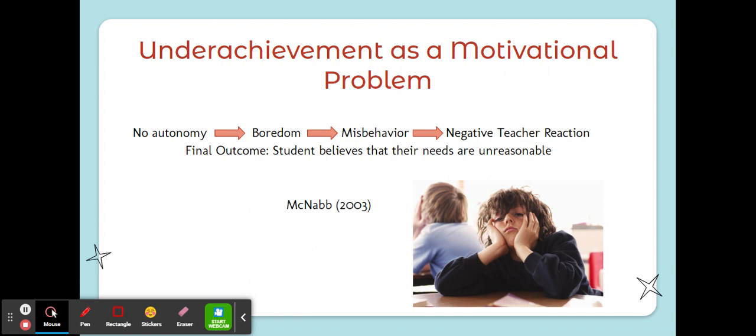Underachievement is a motivational problem caused by endogenous factors such as external locus of control and worsened by inadequate instructional practices. McNabb points out that even though gifted students prefer independent mastery of knowledge, many teachers do not support the students' need for autonomy in the classroom. This might lead to becoming disengaged and bored, which some students express through misbehavior. Negative reactions from teachers reinforce the child's perception that his or her needs are unreasonable.